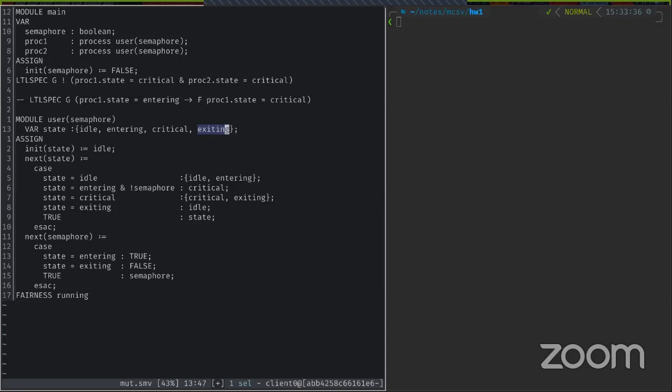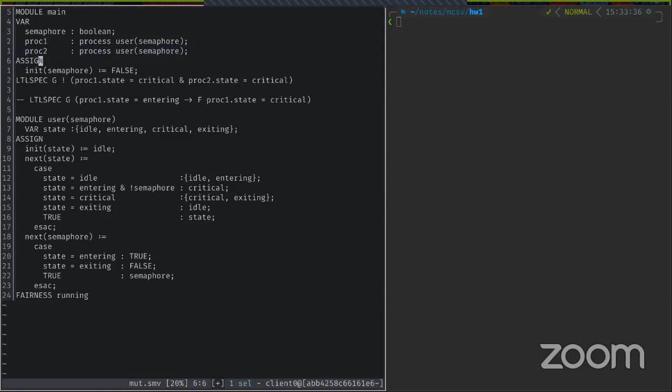The way we model asynchronous processes in NuSMV is we use this process keyword. Both of these processes, proc1 and proc2, will be running asynchronously. So proc1 might take a step and proc2 might remain in the same state, or proc2 might take a step and proc1 might remain in the same state, or both of them might simultaneously take a step. So that is what asynchronicity means.